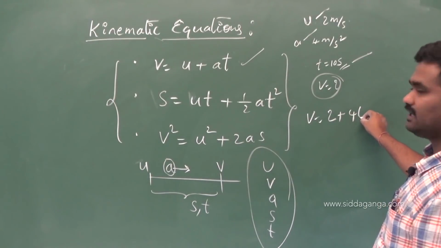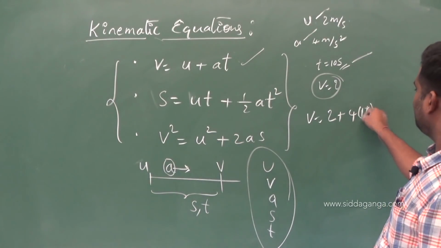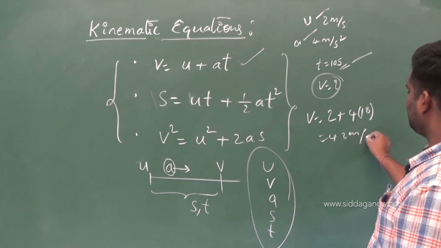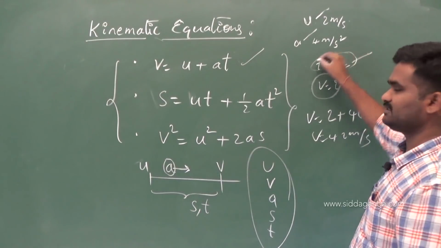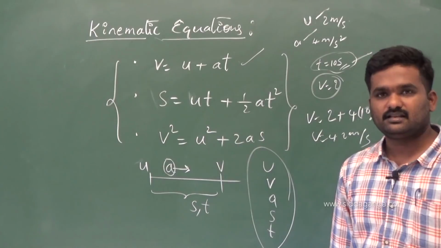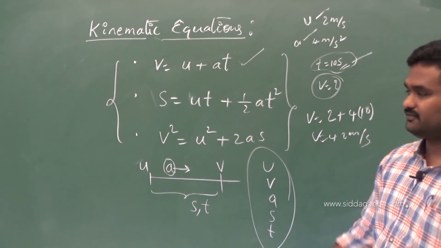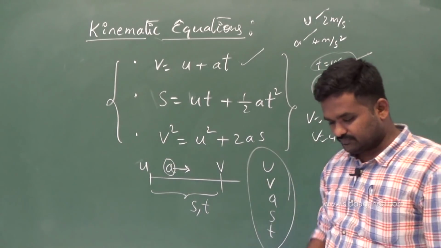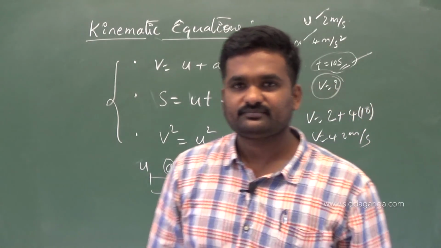4 into time is what? 10. How much will we get? 40 plus 2. 42 meters per second will be its velocity after traveling for a time of 10 seconds. Just an example I have given where you need to make use of these equations. Why do we need these equations? For this purpose.